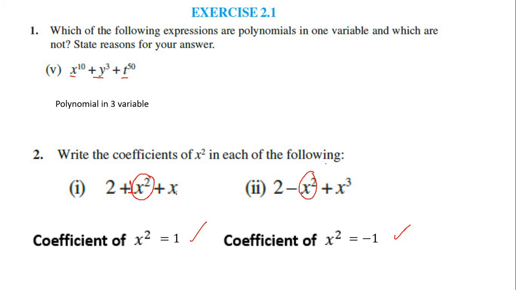In this way you can find the coefficient of x square in any term. If I ask you here what is the coefficient of x, you would answer that the coefficient of x is 1. Similarly you can find the coefficient of x cube in this, which is also 1. If I ask what the constant term is, you will answer it is 2, and in the second part also it is 2. Whatever the question asks, we can answer that way if you understand the concept of coefficients and constant terms.